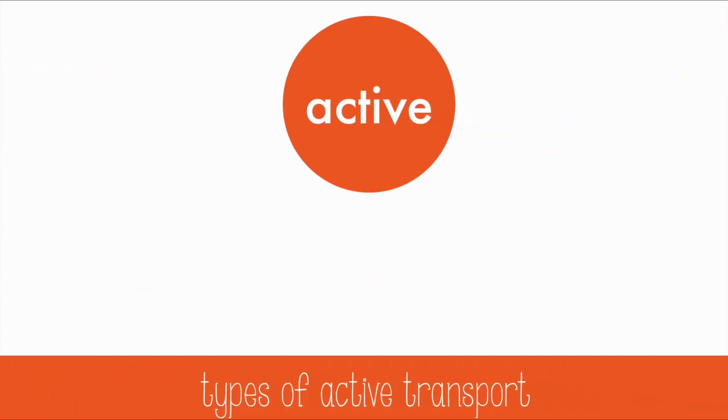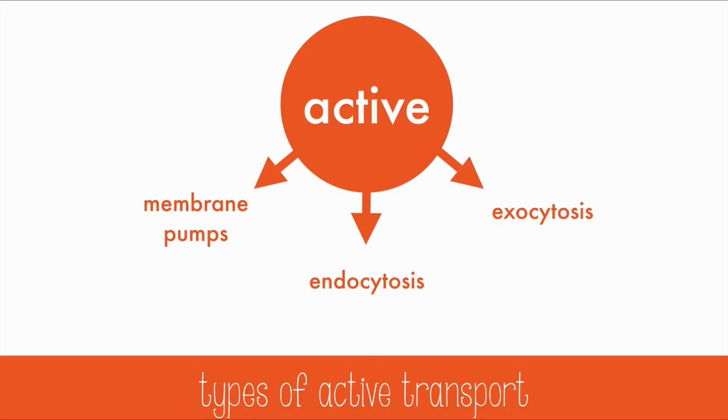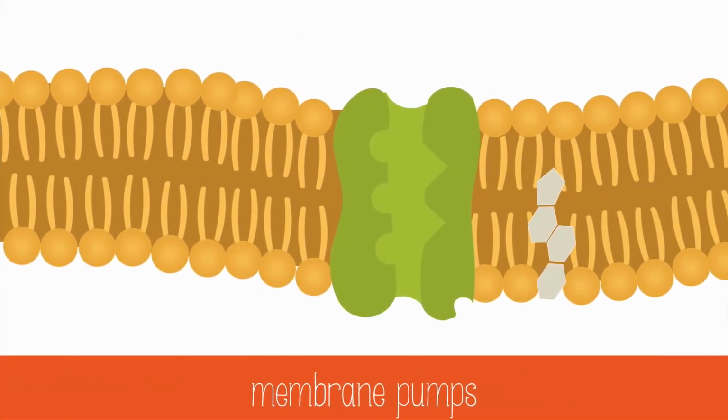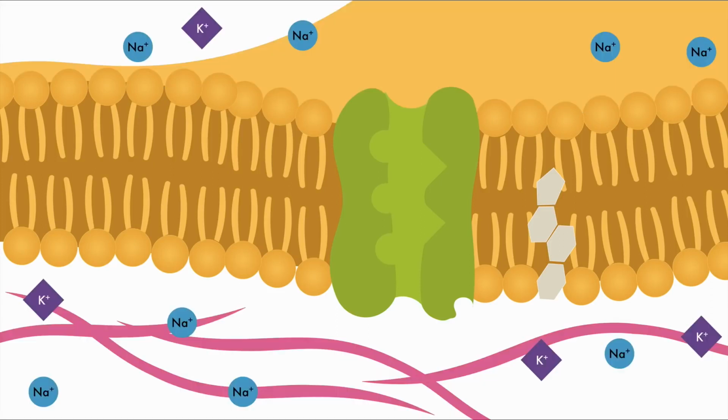There are 3 types of active transport: membrane pumps, endocytosis, and exocytosis. Let's look at membrane pumps first. Membrane pumps are just carrier proteins that move substances from areas of low concentration to areas of high concentration. Let's look at the sodium-potassium pump to see how it works.